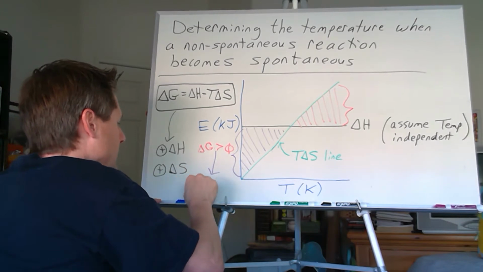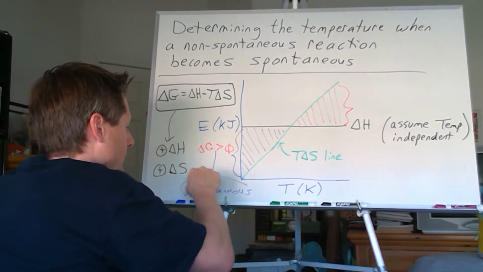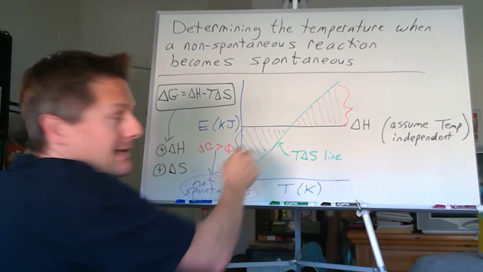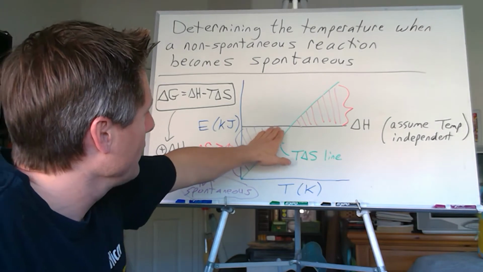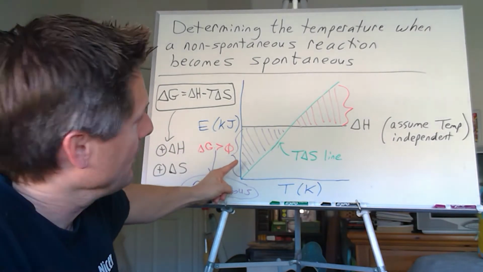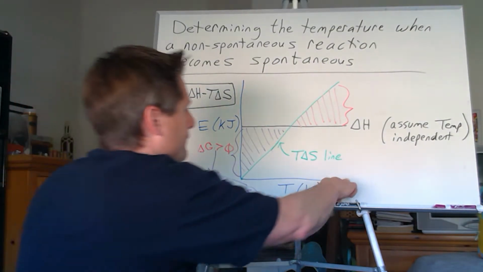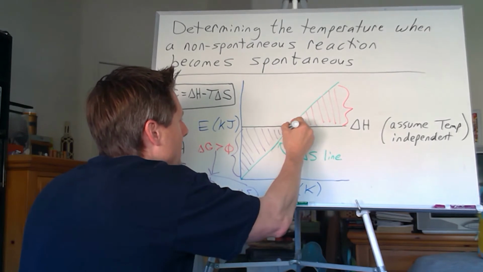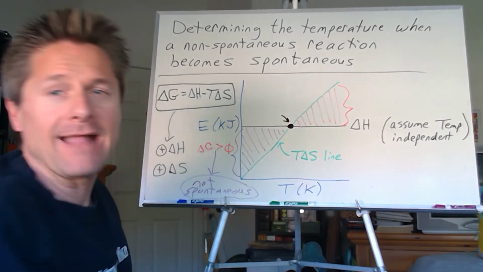So that region right here would be not spontaneous. Any temperature that gives you a value below this line right here. Now let's say we increase the temperature. Increase it, increase it, increase it. And you see that inflection point right there? Right there. That's the point we're looking at.